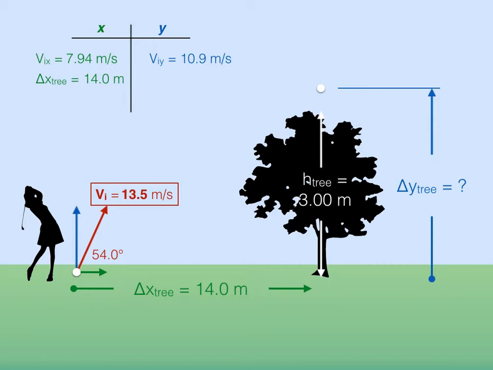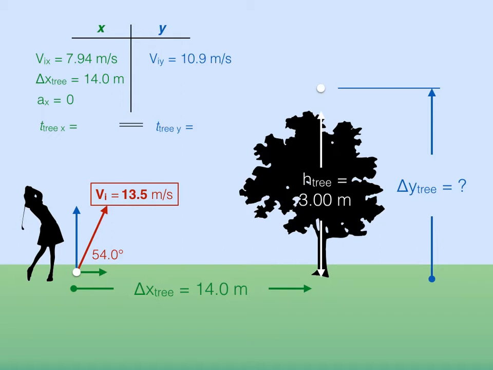But we do know that in the x direction there's no acceleration, right? And we should be able to solve for the time it takes to get to the tree. We don't know it quite just yet, but the good news is that the time it takes for the ball to get horizontally to the tree is going to be equal to the time it takes for the ball to get above the tree in the y direction. So that time is going to be very important to us.